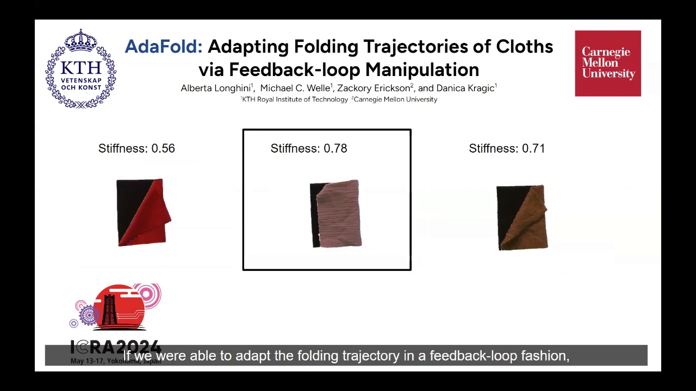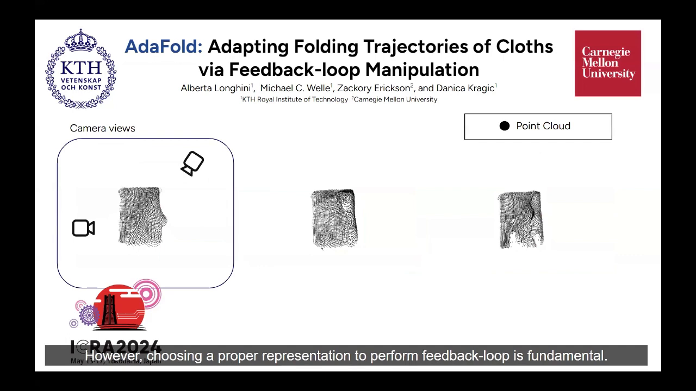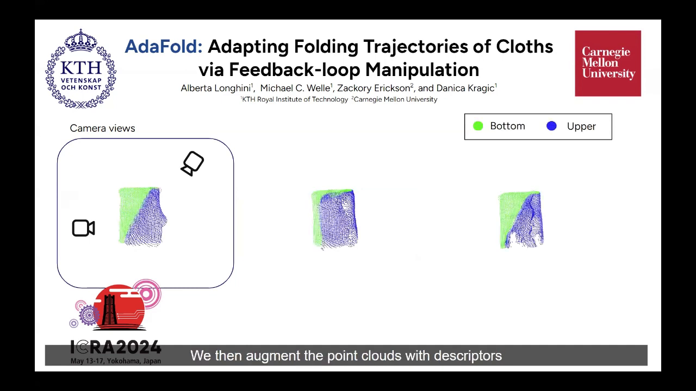If we were able to adapt the folding trajectory in a feedback loop fashion, we could potentially improve the folding outcome of the two cloths. However, choosing a proper representation to perform feedback loop is fundamental. While particle-based representation, such as point clouds, can be easily tracked during the manipulation loop, they fail to accurately describe the quality of the fold.